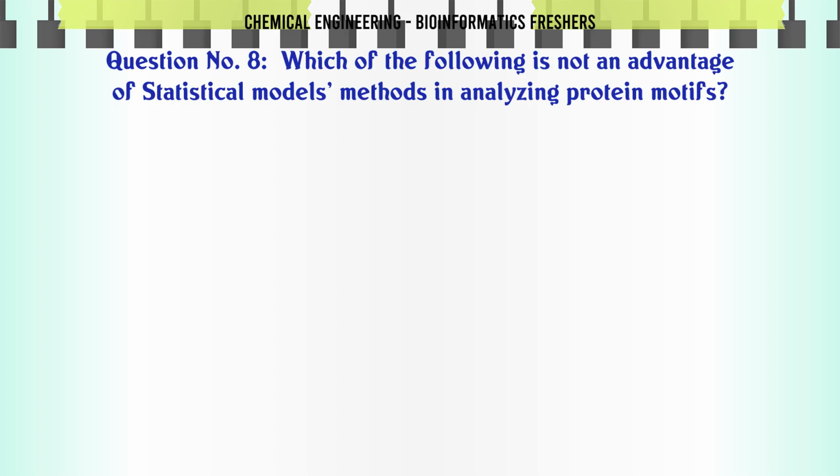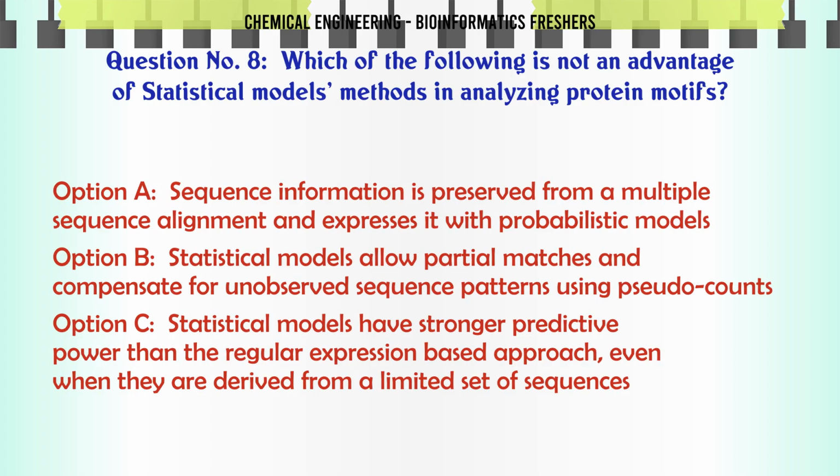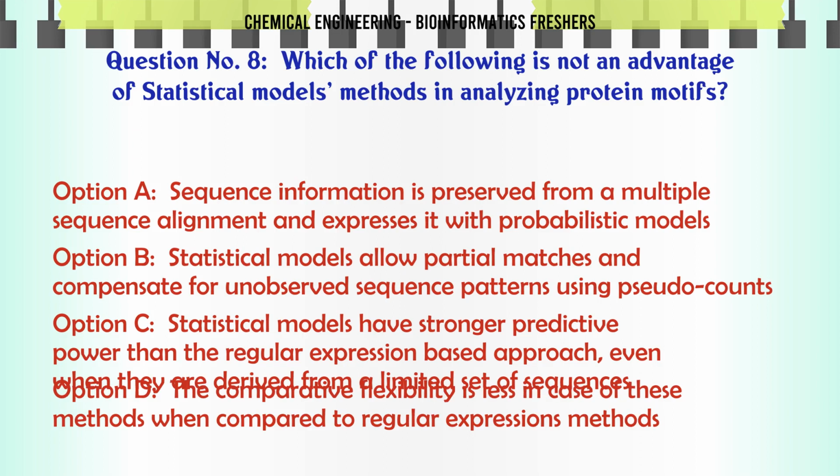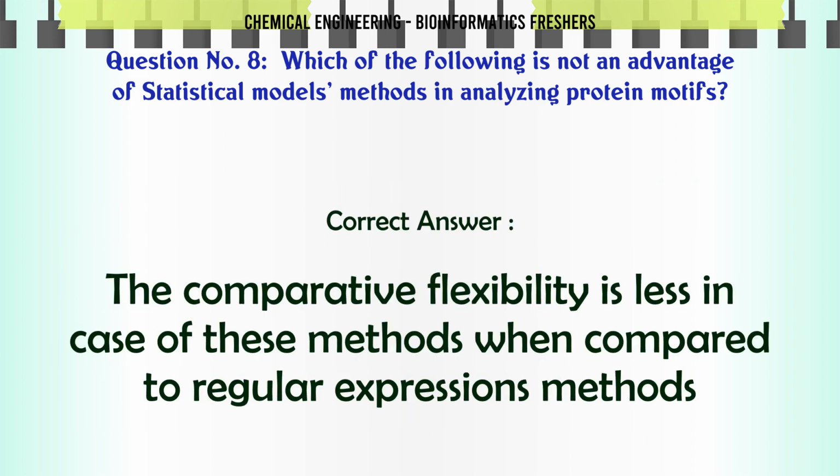Which of the following is not an advantage of statistical model methods in analyzing protein motifs? A. Sequence information is preserved from a multiple sequence alignment and expressed with probabilistic models. B. Statistical models allow partial matches and compensate for unobserved sequence patterns using pseudocounts. C. Statistical models have stronger predictive power than the regular expression-based approach even when they are derived from a limited set of sequences. D. The comparative flexibility is less in case of these methods when compared to regular expression methods. The correct answer is the comparative flexibility is less in case of these methods when compared to regular expression methods.